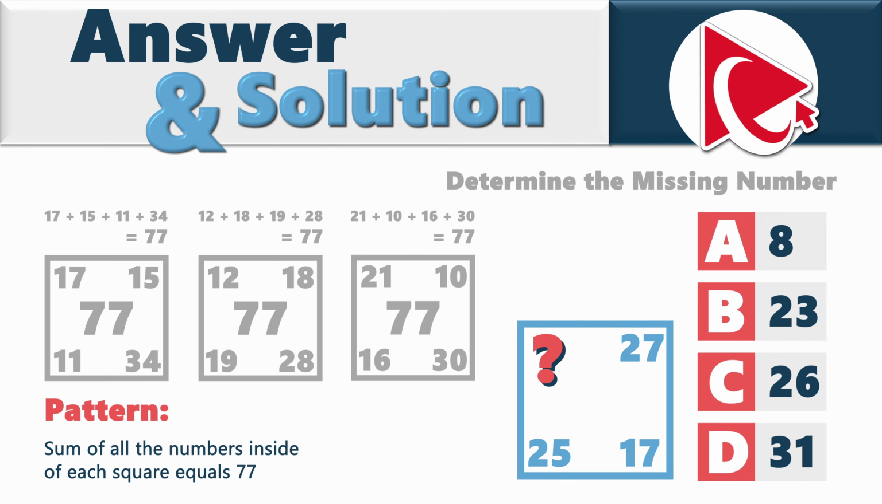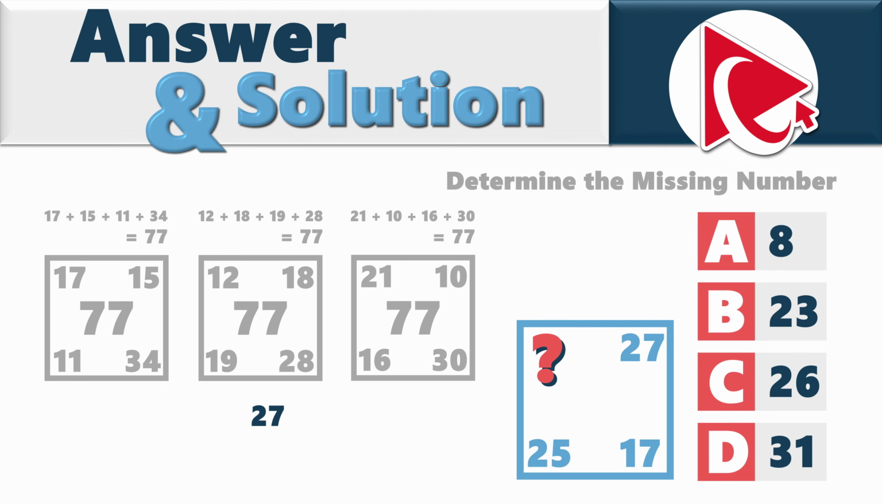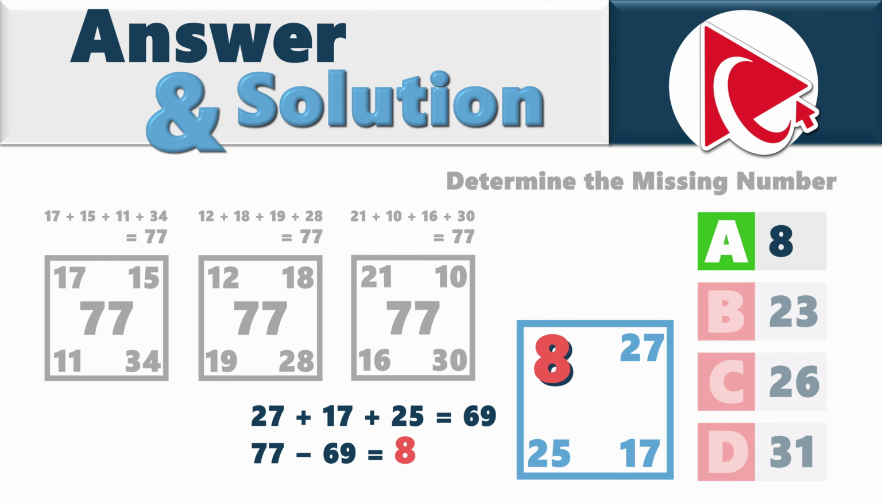Now we can calculate the missing number. We need to do calculations a little differently here. 27 plus 17 plus 25 equals 69. 77 minus 69 equals 8. So the correct answer here is choice A, 8.